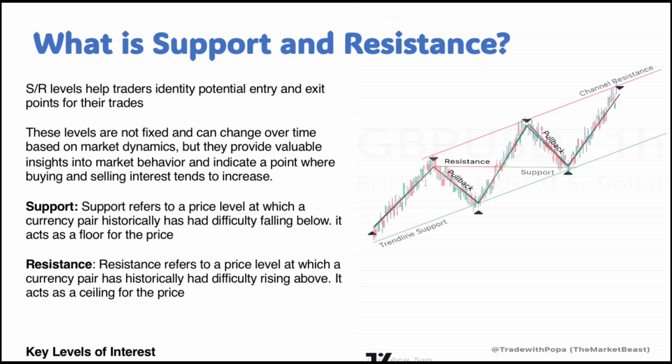So support and resistance levels are basically launch pads for price to move off of. And they can be used interchangeably, meaning when price is above it, it's a support. When price is below that same key level, it's a resistance. So it's not a different level, it's the same thing, but it depends on where price is in relation to the level.